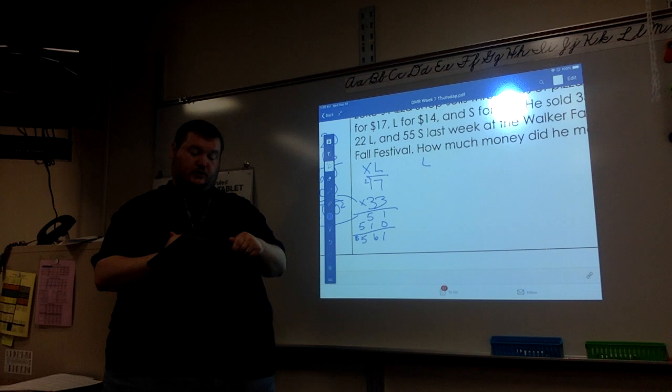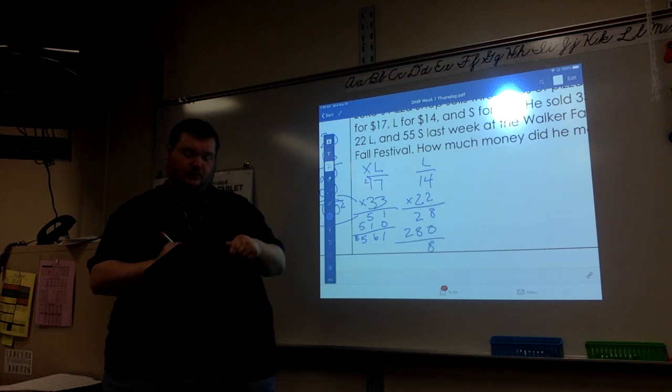Then we do our large, $14 a piece. He sold 22 of them. 8, 2. Put your 0. 8, 2. He made $308 selling large pizzas. And then we have small pizzas.